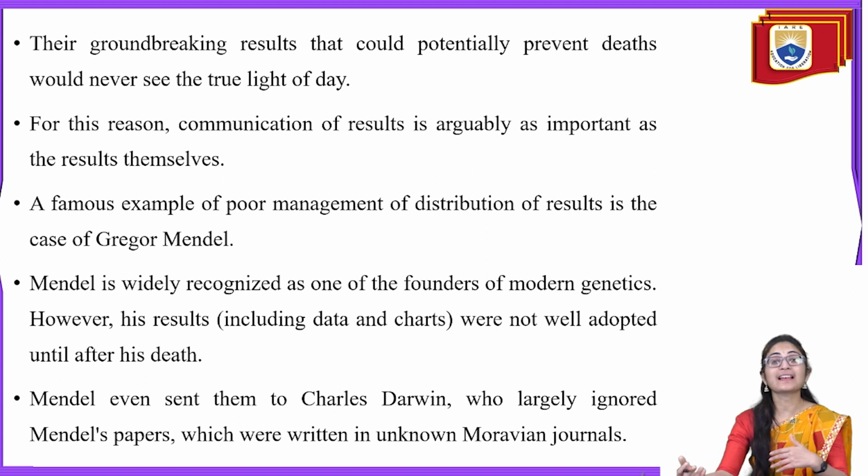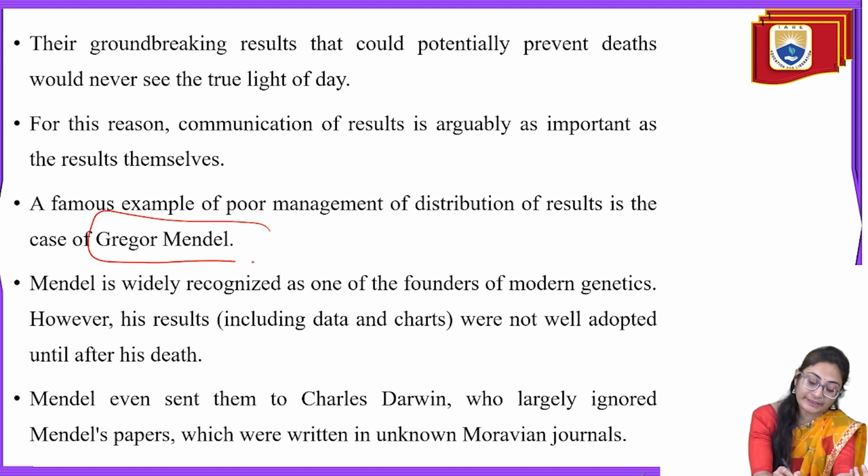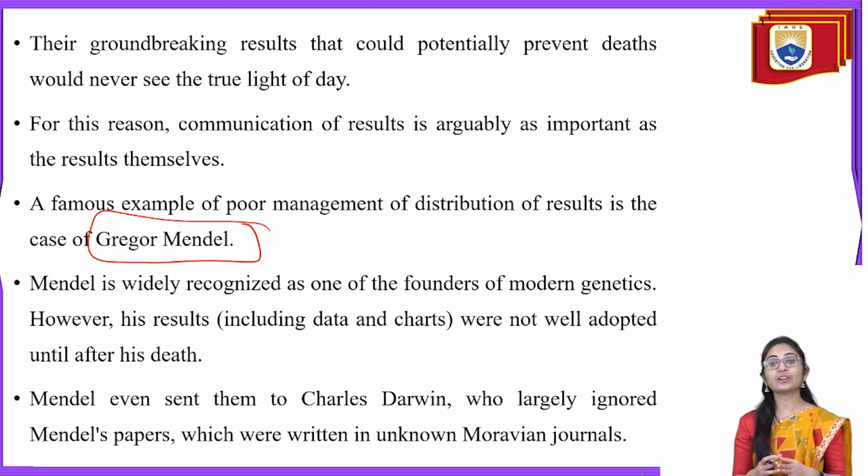A famous example of poor distribution of results is the case of Gregor Mendel. Mendel is widely recognized as one of the founders of modern genetics. However, his results were not well adopted until after his death. Mendel even sent them to Charles Darwin, who largely ignored Mendel's papers, which were written in unknown Moravian journals.